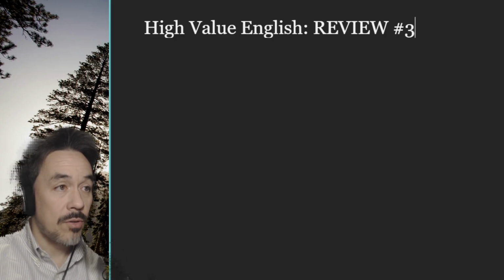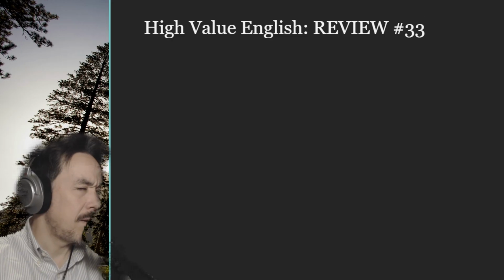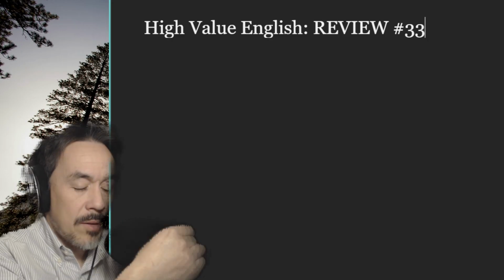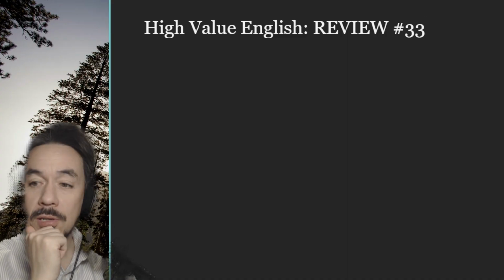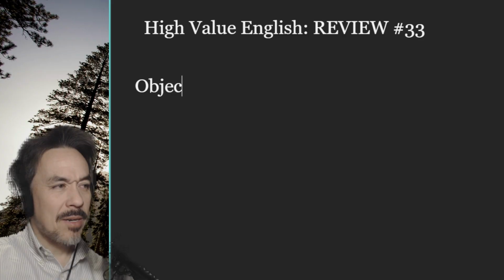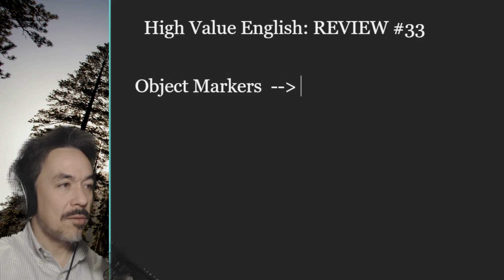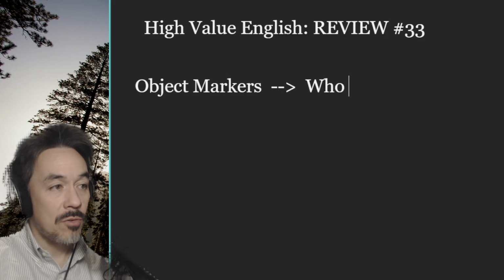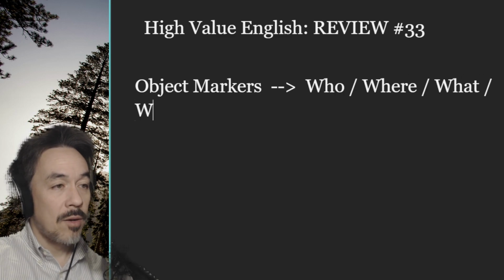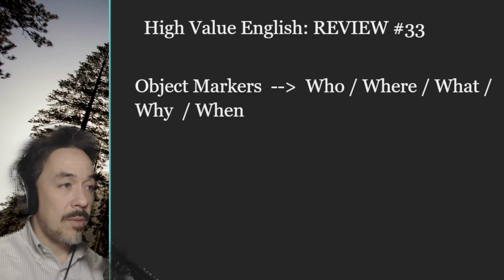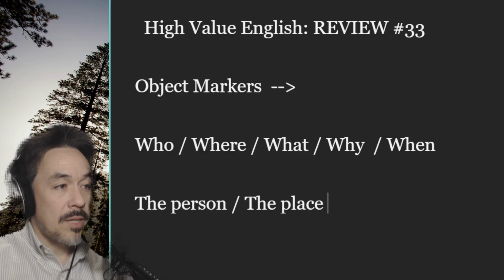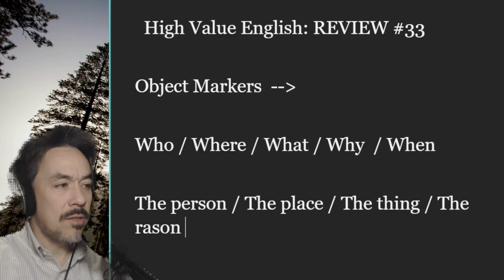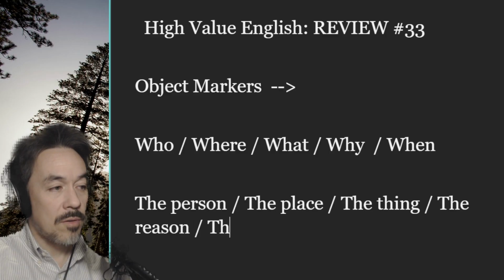This is number 33, so only 9 videos left of this worksheet I've made for my local students. This one is about, I call them the object markers, but actually I don't know what a textbook calls them. The words who, where, what, why, and when, to mean these certain objects: the person, the place, the thing, the reason, or the time.